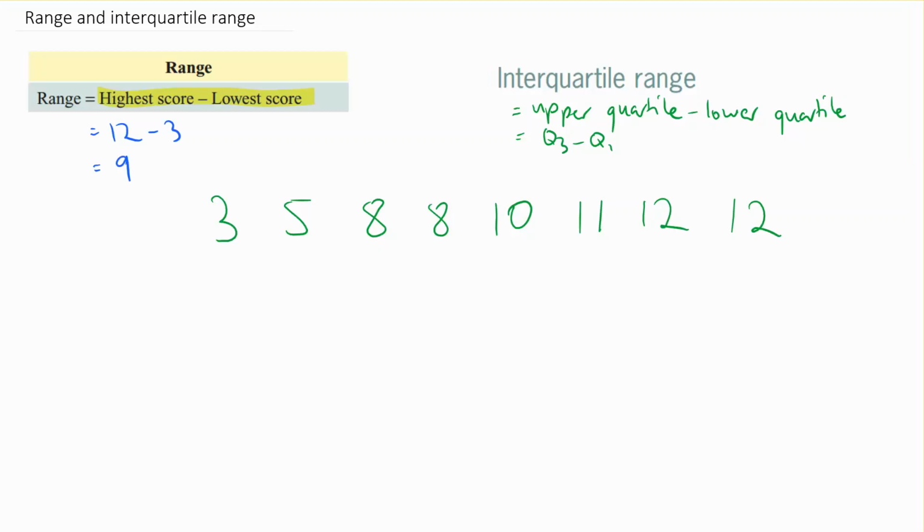Let's say we had a score here of 100, okay? The range would be 100 minus 3, which is 97, and you'd say those scores are very spread out. However, have a look at the majority of the scores. They're not that spread out, are they? They're quite close to each other. So you can see here that the range wouldn't really give us a good indication of the spread. That's where interquartile range comes into play.